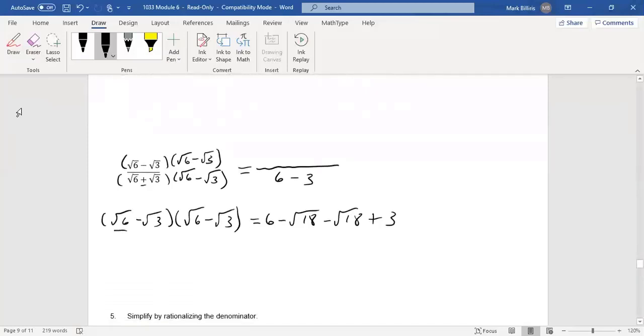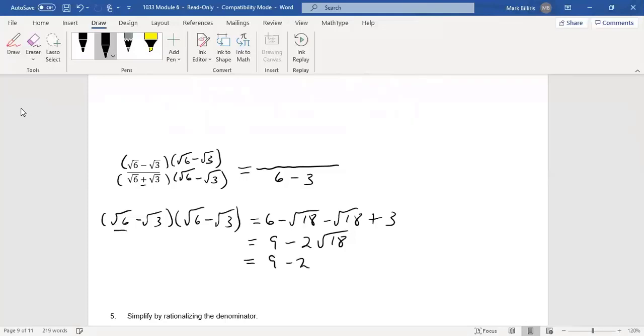Okay, so let's go further with this. Combine like terms, so 6 plus 3 is 9, minus 1 square root of 18 and minus 1 square root of 18 is negative 2 square roots of 18. Okay, now this is where it's just a little bit different. In the previous problem, we didn't have to simplify what was underneath the radical sign. In this case, 18 can be broken down. So we need to simplify as much as we can.